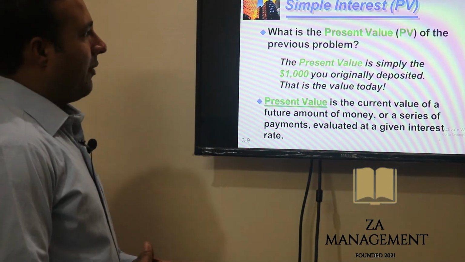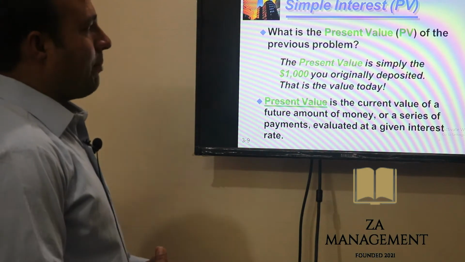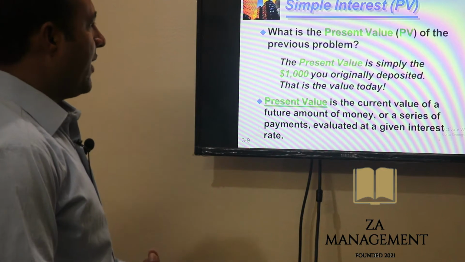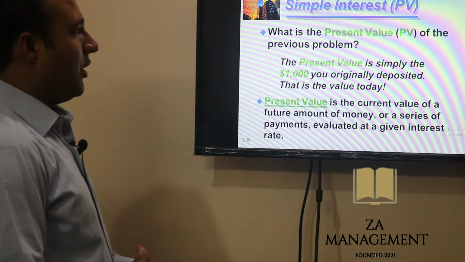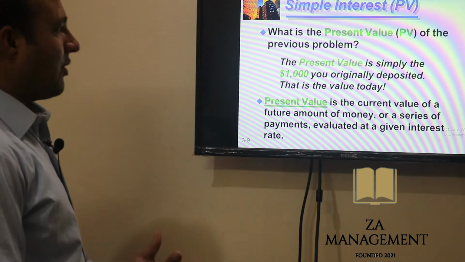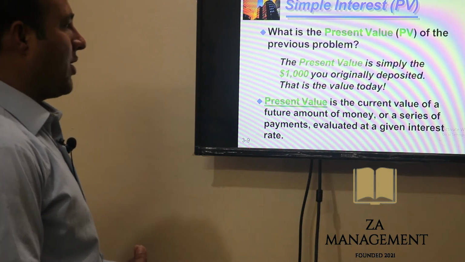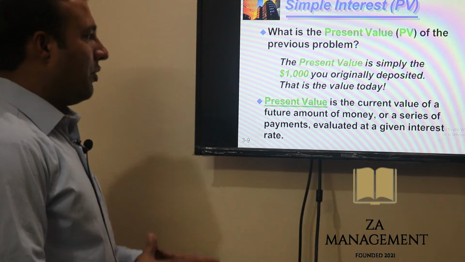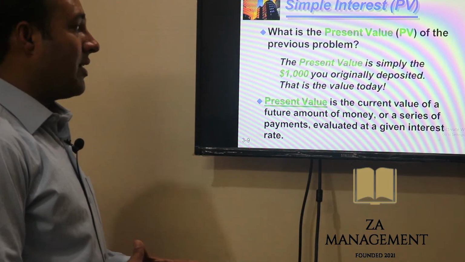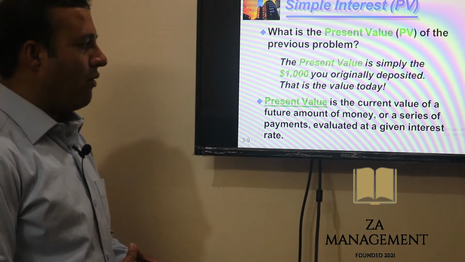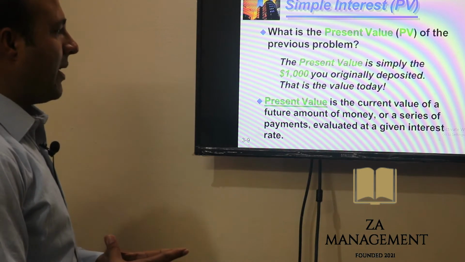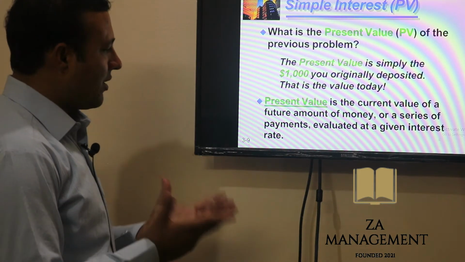Then we have the present value concept. What is the present value of the previous problem? The present value is simply $1,000, what you originally deposited in your account. So we can define present value as the current value of a future amount of money or a series of payments evaluated at a given interest rate.